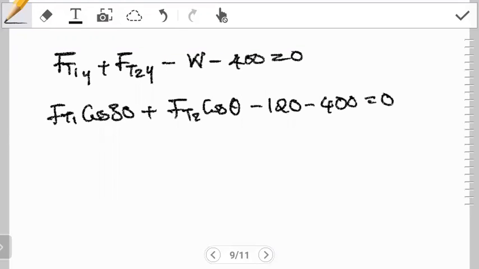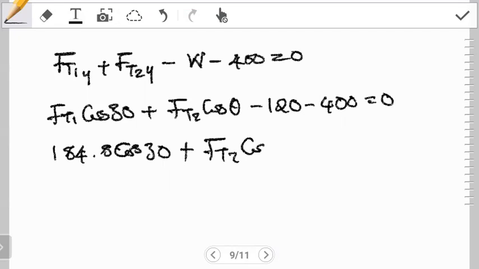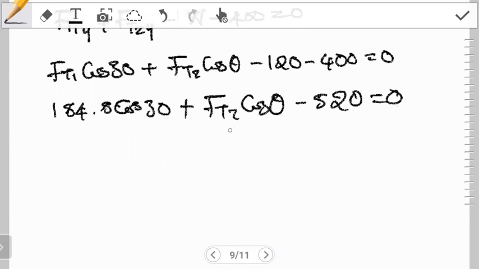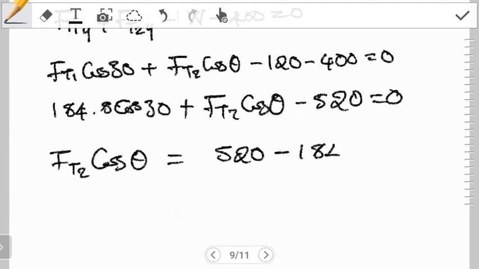So what we now have, we know what ft1 is, already found it. So we can substitute it here already. And then what we have is 184.8 cos 30 plus ft2 cos theta. This becomes minus 520 is equal to 0. So from here, this can move the other side, like term. So we remain with only this term on the left-hand side. This is now ft2 cos theta. This is equal to the 520 becomes positive, but now minus 184.8 cos 30.